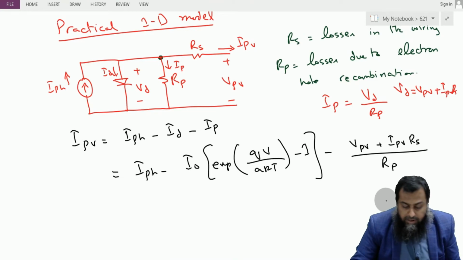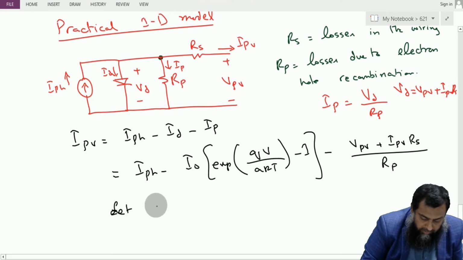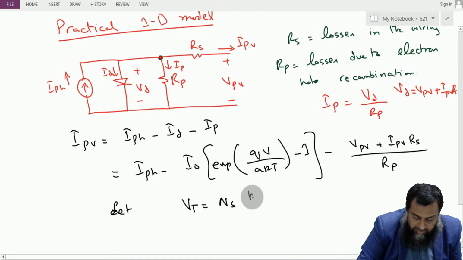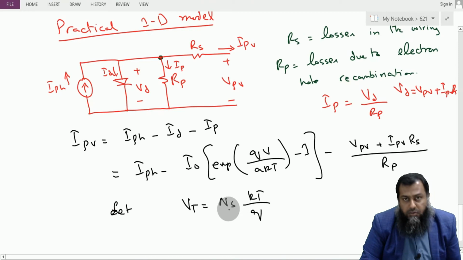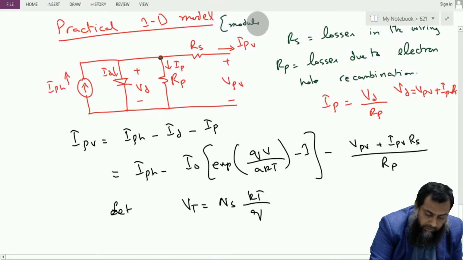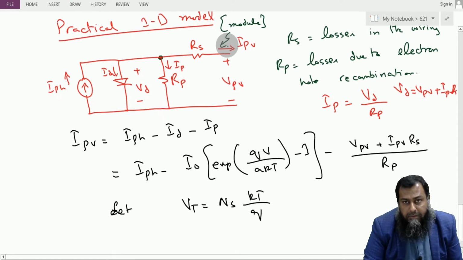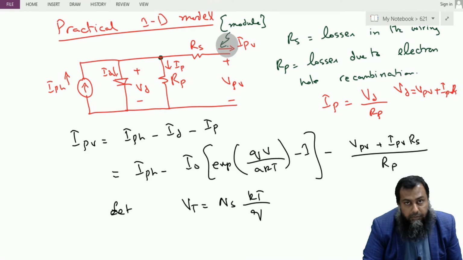So we can further simplify this equation by assuming that VT, or the thermal voltage, is NSKT by Q. Here NS is the total number of cells which are connected to form a photovoltaic module, because this one-diode model is for the module. It is not for a given cell. Rather, it represents the model of a PV module or a PV panel that we purchase from the market.